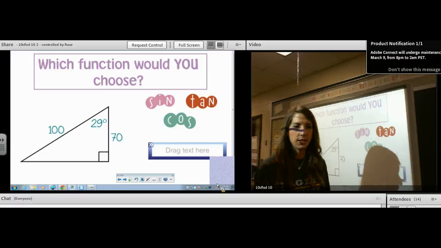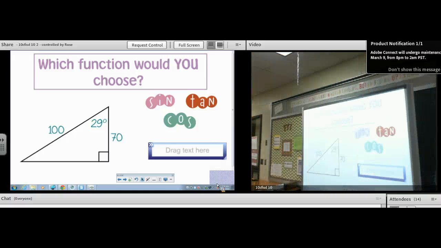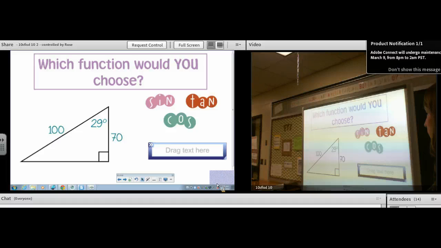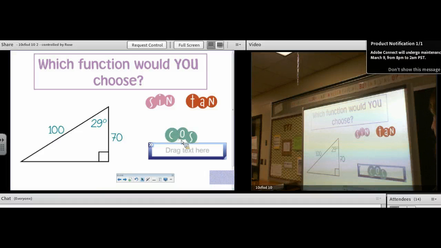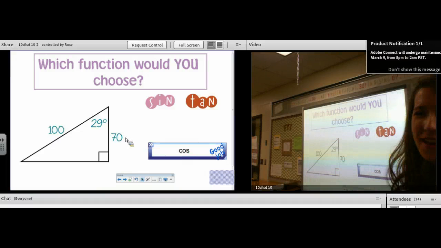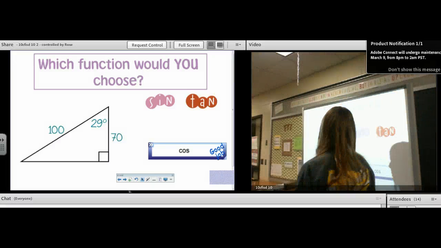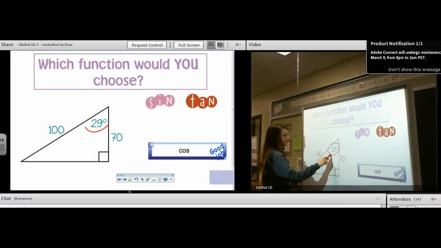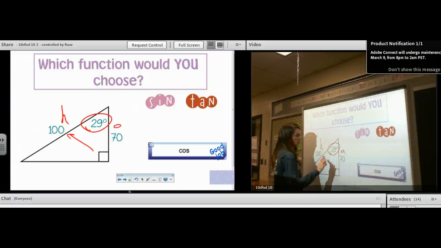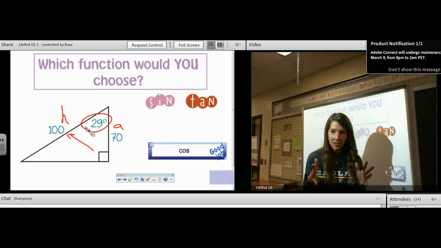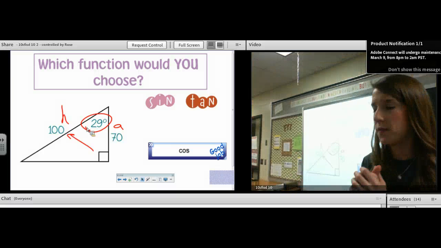Jenny, it's yours. The only one we haven't used yet, right? Very good. Cosine. So here's the angle. This is the hypotenuse because it's across from the right angle. And this is adjacent. So it's the CAH part of Sohcahtoa.